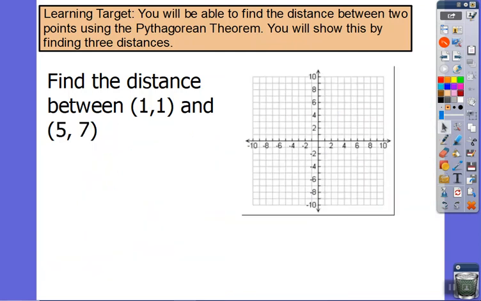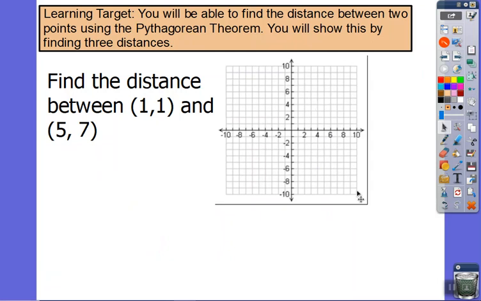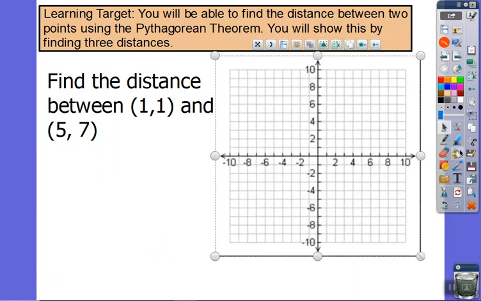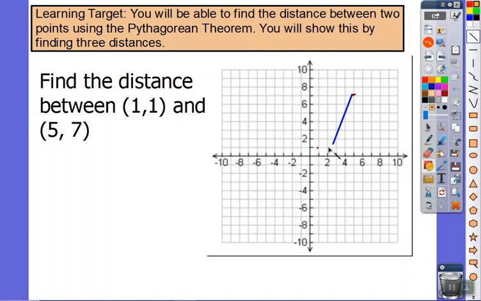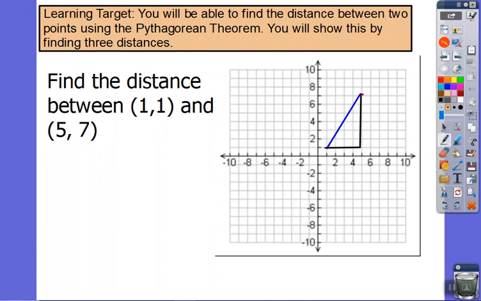Find the distance between (1, 1) and (5, 7). Not in a straight line. Here's (1, 1). Here is (5, 7). I'm going to connect those. I'm going to turn them into a triangle by going straight down and straight over. I can count those black lines. So that's 1, 2, 3, 4. That's 1, 2, 3, 4, 5, 6. There's my A, my B, my C.